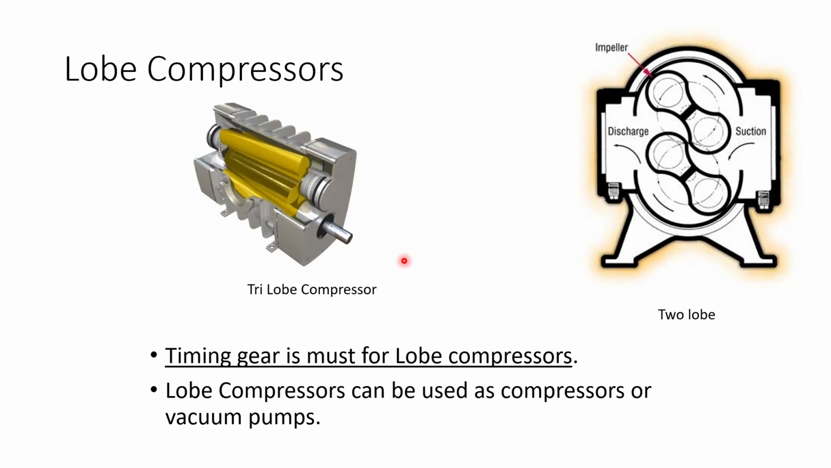So here you can see this is the lobe, and this lobe will rotate. This is the longitudinal view, and what you see on the right hand side is the front view. So you see how the lobe rotates and then the gas is pressed. Timing gear is a must for lobe compressors. A lobe compressor can sometimes also be used as a vacuum pump.